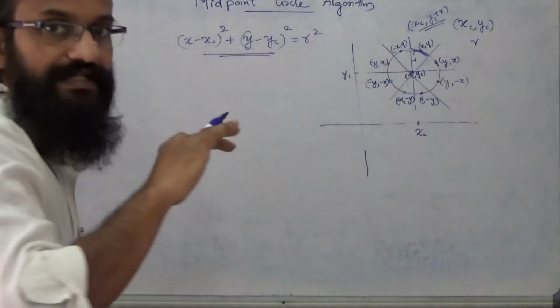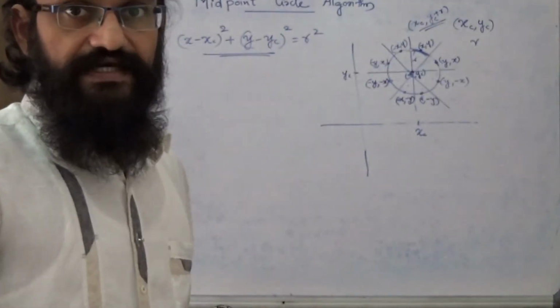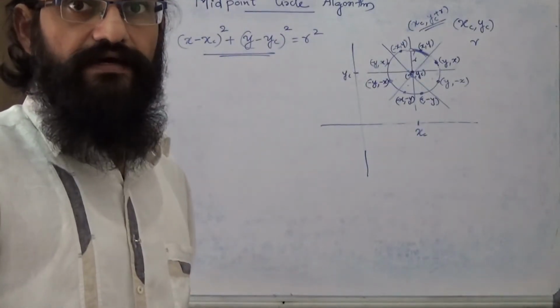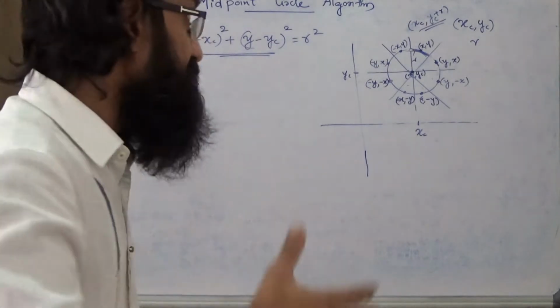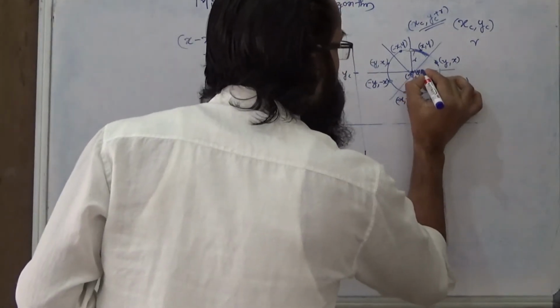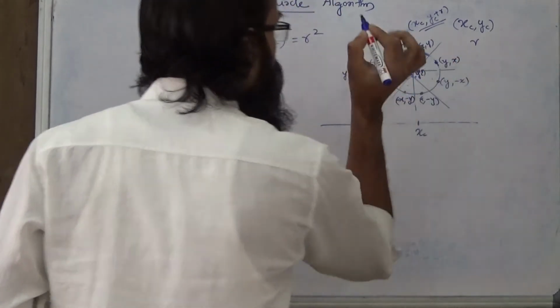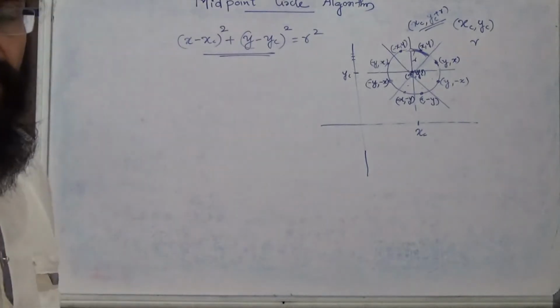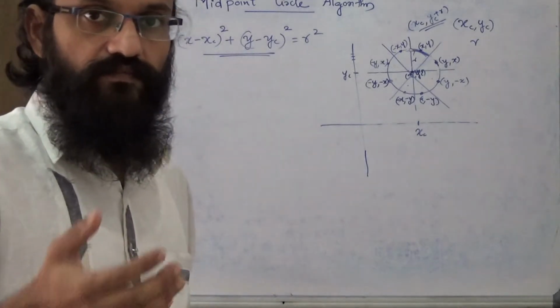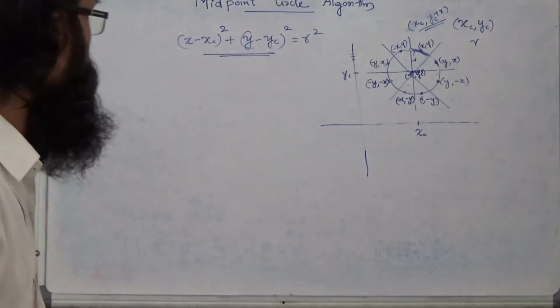If we move in that direction, the slope of that curve is negative. So what you can do is sample x at unit intervals and determine the corresponding y values. That is the basic idea behind both the line drawing algorithms, the midpoint circle and the Bresenham circle drawing algorithm.